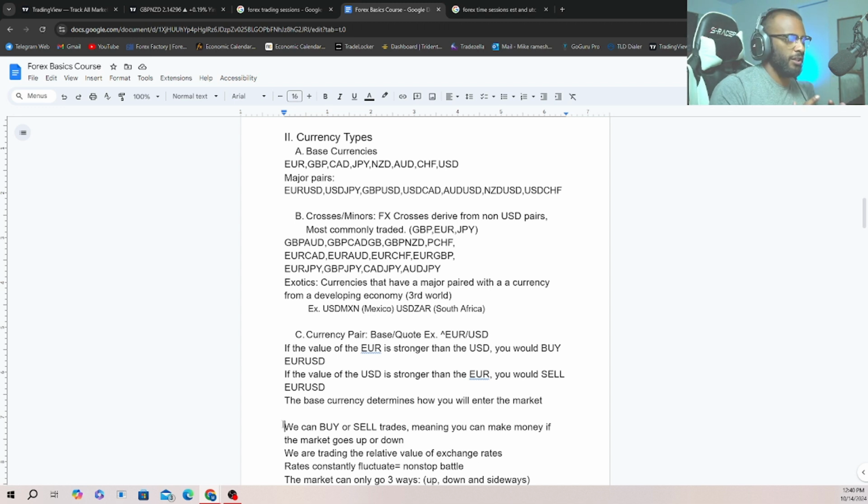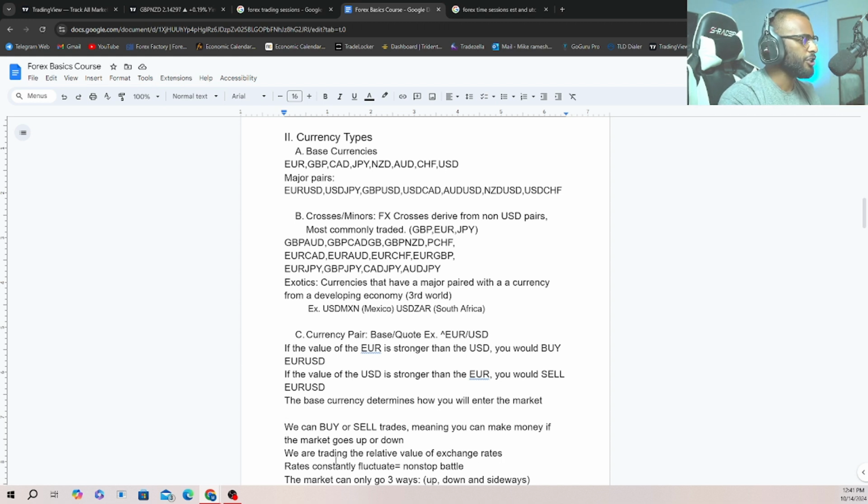All we need is for the direction to be right at the right time. So guys, you can buy or sell, meaning that you can make money on the way up or on the way down, regardless of whatever the market actually does. Now, we are trading the relative value of exchange rates. So when we put a currency pair together, each currency pair has an exchange rate. That is what we are actually trading when we enter a financial market in Forex, right?